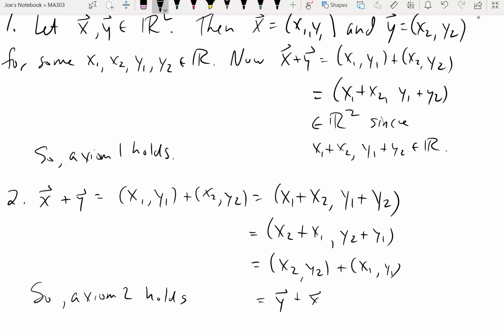Does that make sense? If you verified trig identities in a trig class, same kind of idea, right? Make one side look like the other, or work on the two sides independently until you get to a point where they're the same. It's the same kind of principle. Questions on that one? I know I'm going slow. I hope that's okay. Okay?